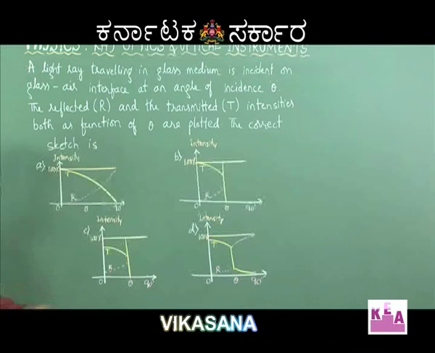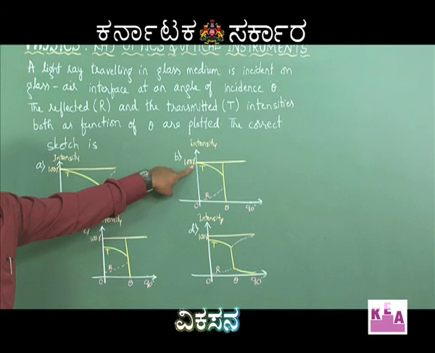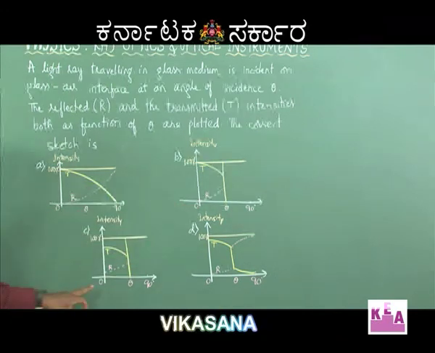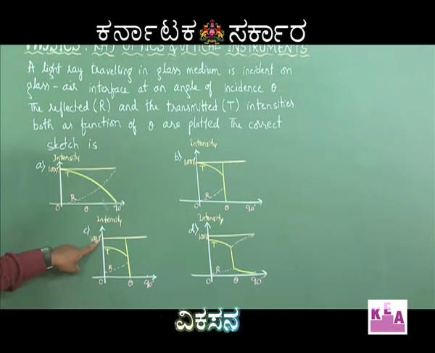But what is the difference between these two? Both of them look alike, but the only difference is at angle 0 degree. Look at angle 0 degree. B says that at 0 degree transmission is 100%, reflection is 0%. And C says that at 0 degree transmission is less than 100%, and some portion of light also gets reflected. What is correct out of these two?